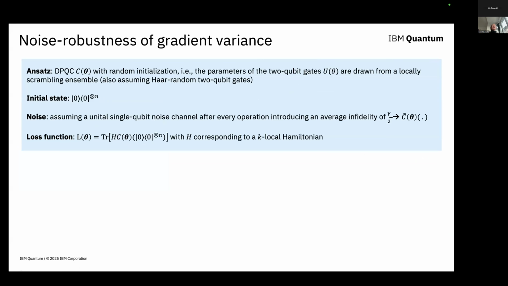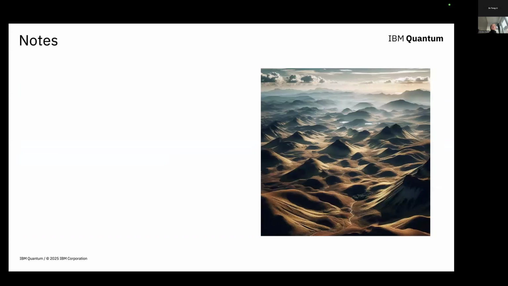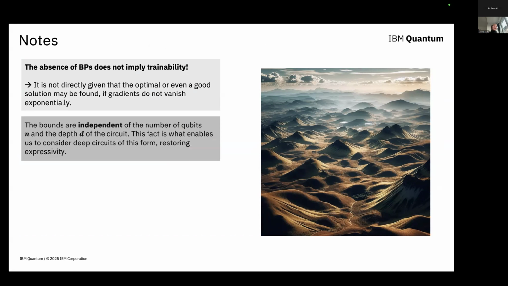Good. Now, just really quickly to mention this, this gradient variance also holds under certain noise assumptions, so that's good, we're happy about that. A couple of notes. This is very important to note: just because we don't have barren plateaus, that doesn't mean that we can train, especially to the optimal point. There may even still be local minima, or our ansatz may not be able to actually represent the optimum or necessary points within the training trajectory.